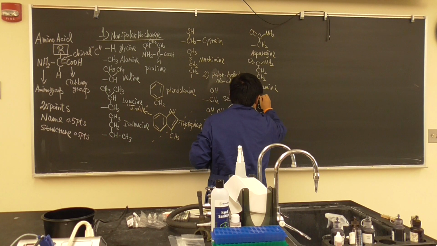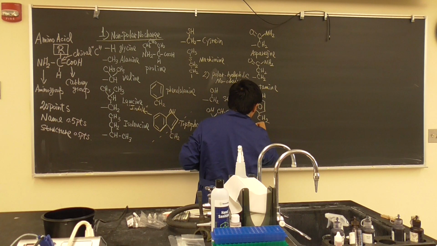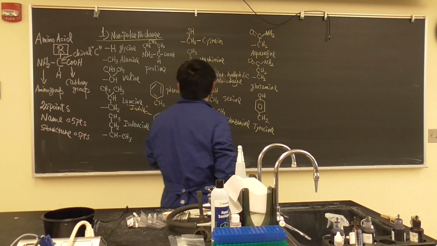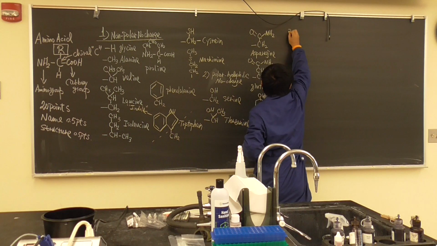And then the next one, go to here, we have OH, and then CH2. It is called tyrosine. Okay, this finishes the second group. Then we go to the third group.